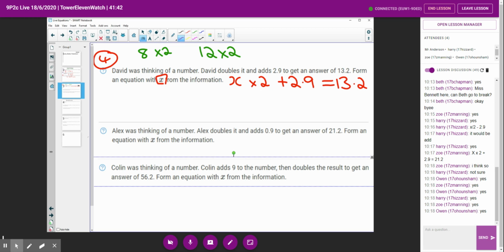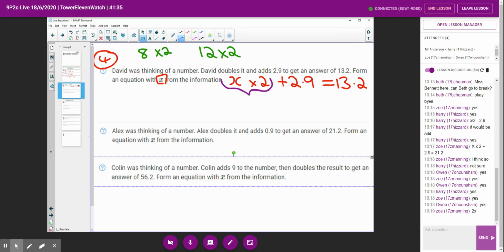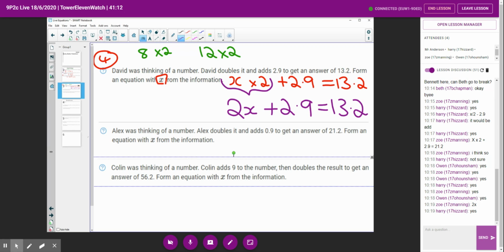However, can anyone remember there's a slightly nicer, slightly better way we can write x times by 2 when we're using algebra? Oh, Zoe, fantastic, you got it. Right, 2x. So if we write that first bit as 2x plus 2.9 equals 13.2. Yeah, that's fantastic, guys. Well done. Brilliant. All right, do we understand what's going on, guys? Do we see that 2x meaning 2 times the number, which just means double? And then we're going to add the 2.9.